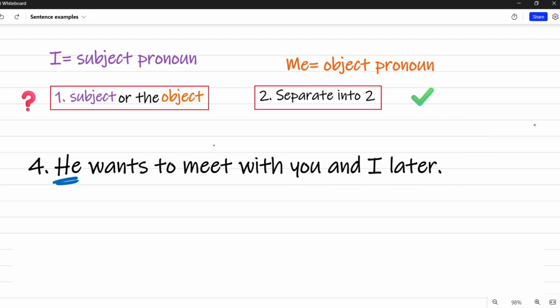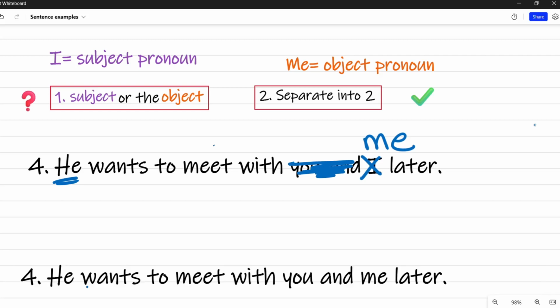"He wants to meet with I later." Nope, that is not correct. If I change this to me, "He wants to meet with me later." So changing the I to me is what fixes this sentence. "He wants to meet with you and me later."